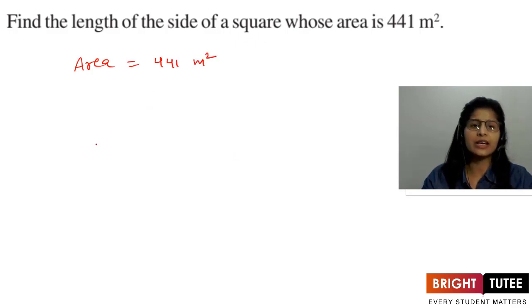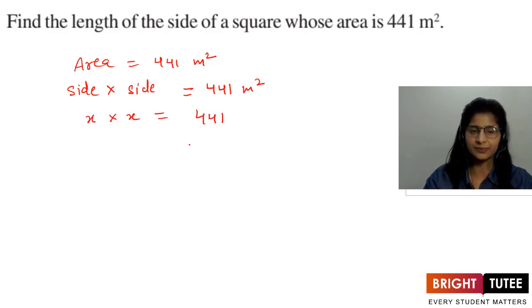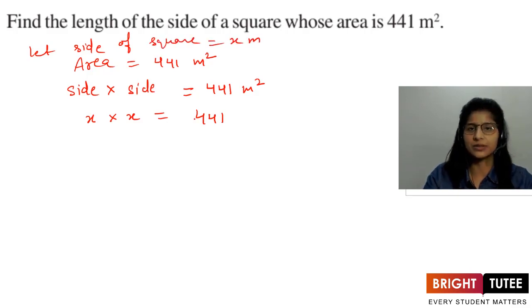Can you just think about the formula for area of a square? It is side into side. So it is given as 441 square meter. Clear? Let us consider the side as x. So x into x is equal to 441. Okay. So we'll just write: let side or length of side of square be x meter. Clear? So x into x will give us x square equal to 441.